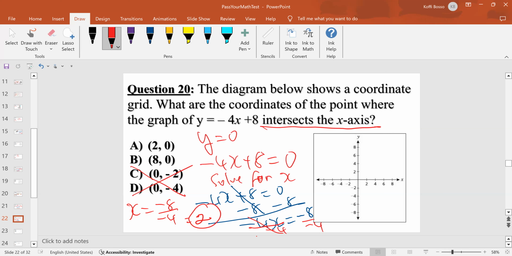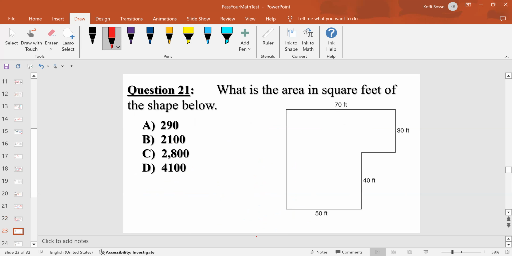So x is 2, but it's going to be somewhere here. And the y is 0. So the point is somewhere here. Now the correct choice is here. Yeah. So x is 2 and the y is 0. Now, question 21. What is the area in square feet of the shape?